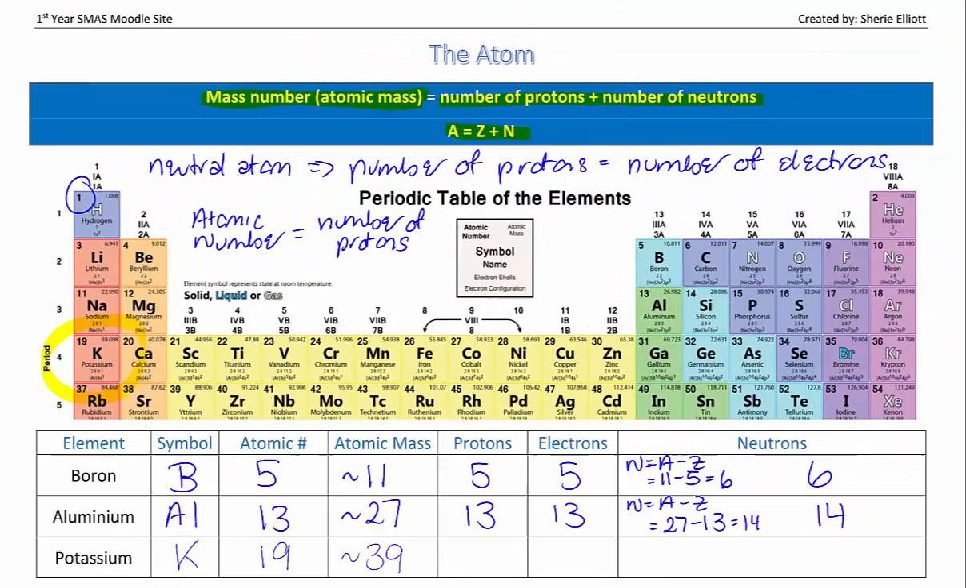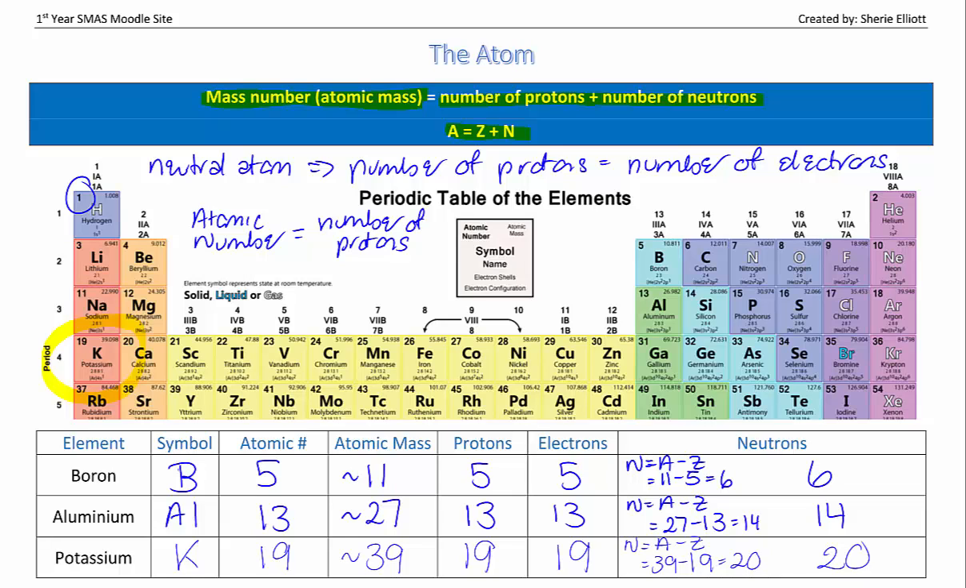So our number of protons equals our atomic number, so that's 19. Our number of electrons equals our number of protons, neutral atom. Our number of neutrons is going to equal our atomic mass minus the number of protons, so that's going to be 39 minus 19, which is 20. So we have 19 protons, 19 electrons, and 20 neutrons.